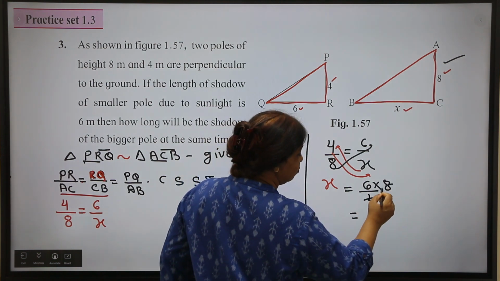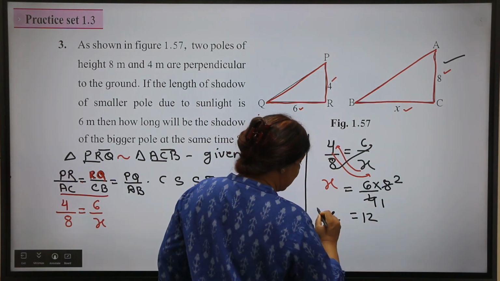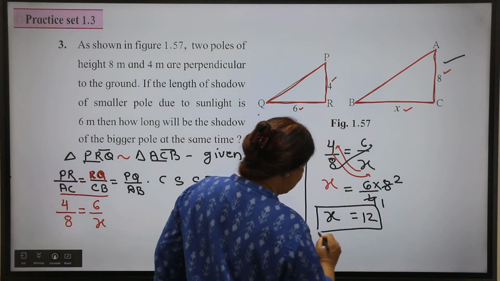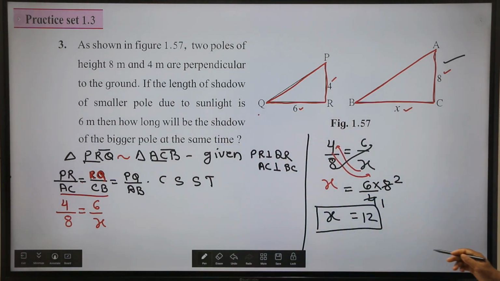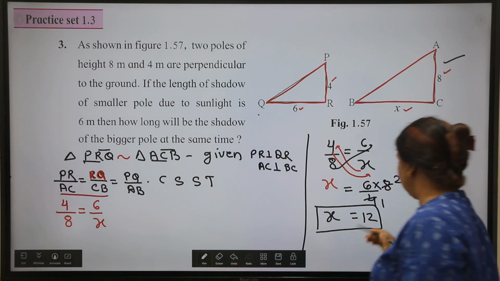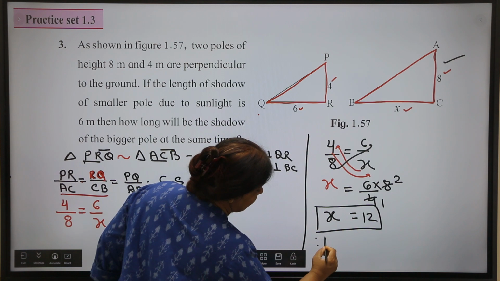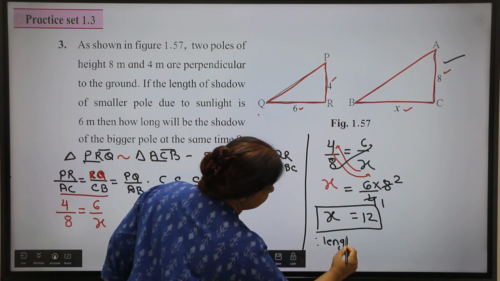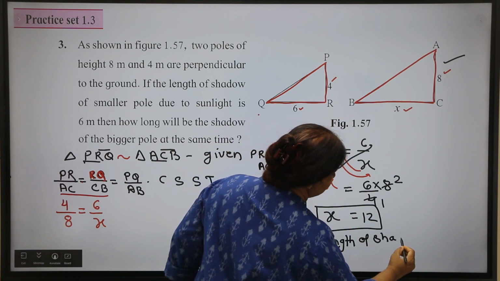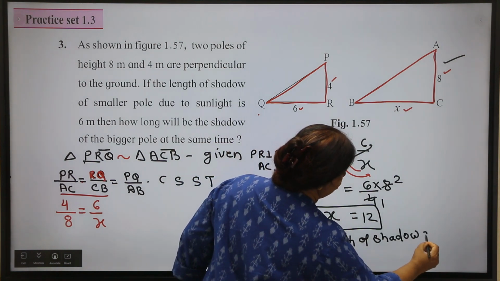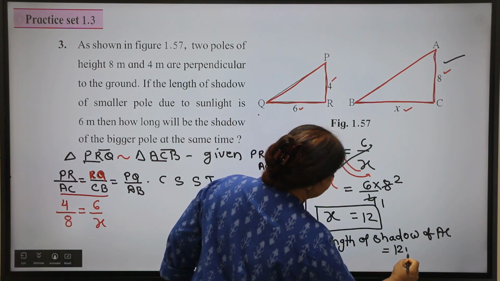4 ones are 4, 4 twos are 8... so X is equal to 12. So, the length of the shadow formed by the pole AC is equal to 12 unit. It is not mentioned about meter, it is 12 meter. So, at the end you need to write down, therefore, the length of the shadow of AC is equal to 12 meter.